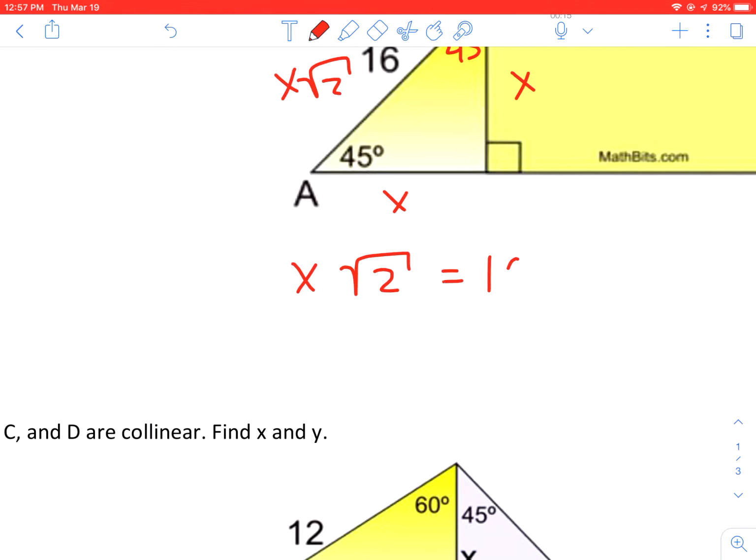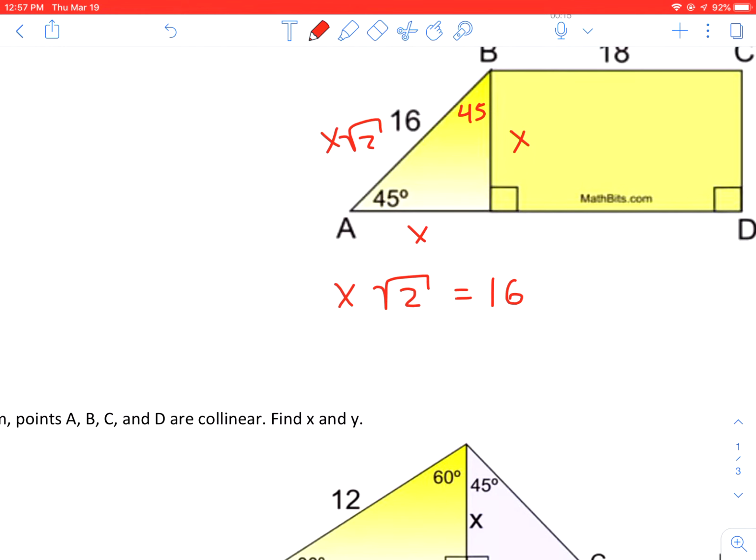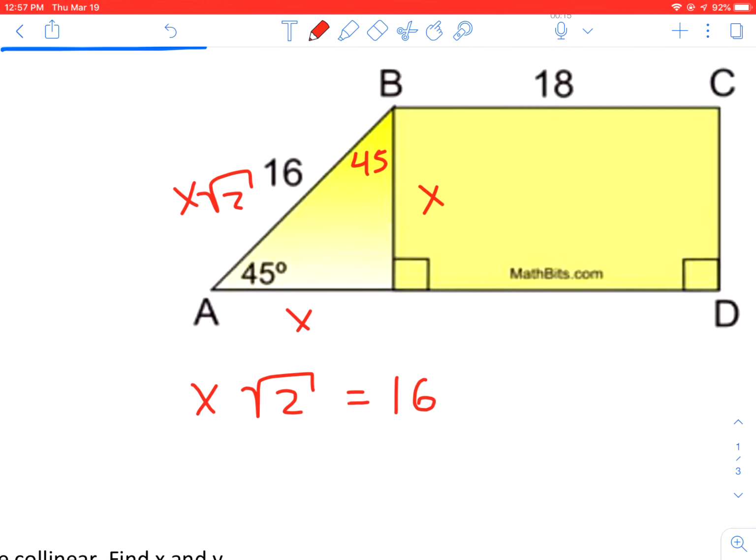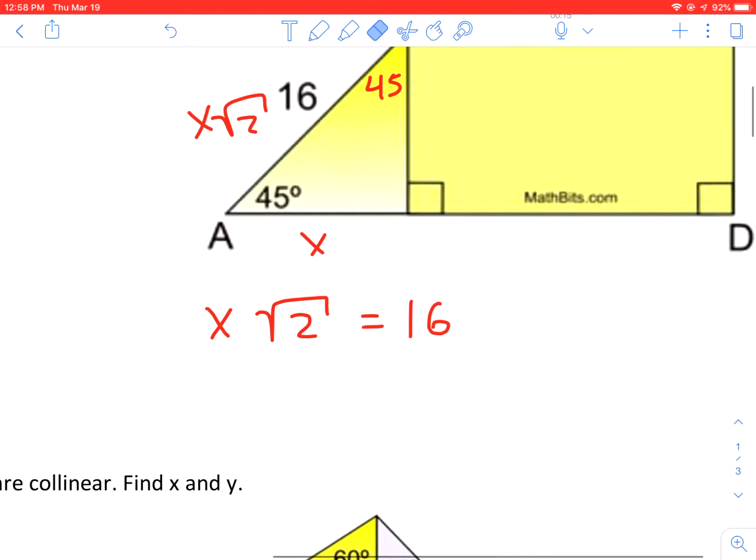I can solve for x like so. A common mistake is for people to just say, oh, x is 16 radical 2, because that's the relationship. It is not. It is this length, x, this length times radical 2 is going to be the length of the hypotenuse. So the equation I'm really trying to solve is x radical 2 equals 16 here.